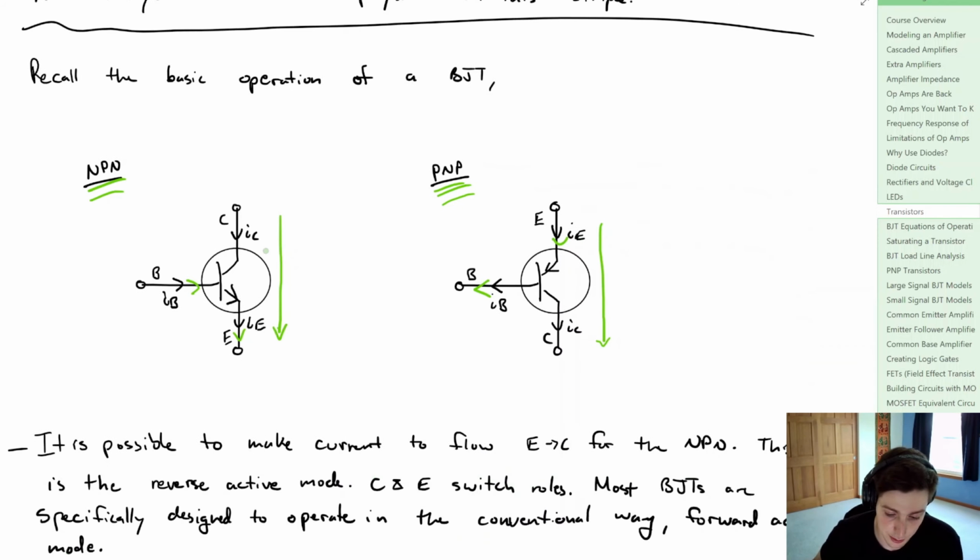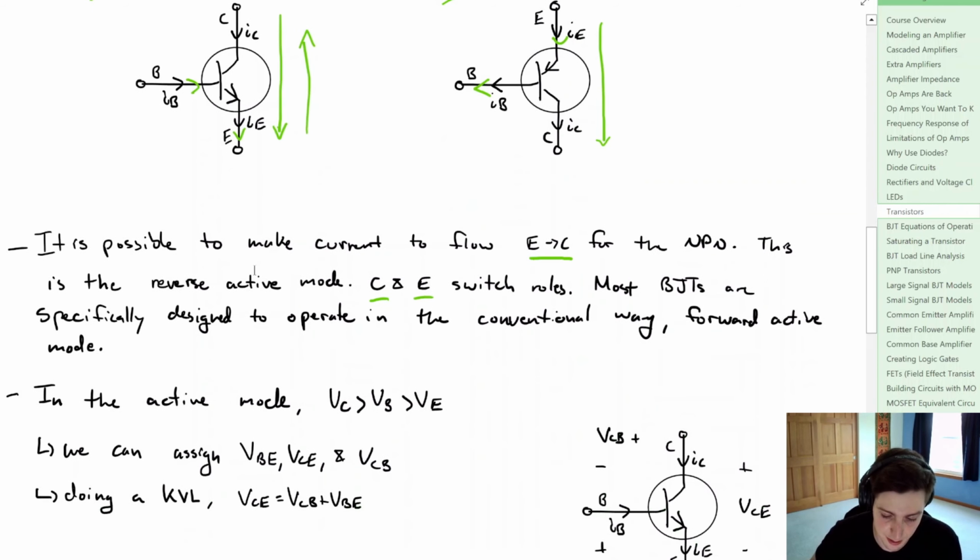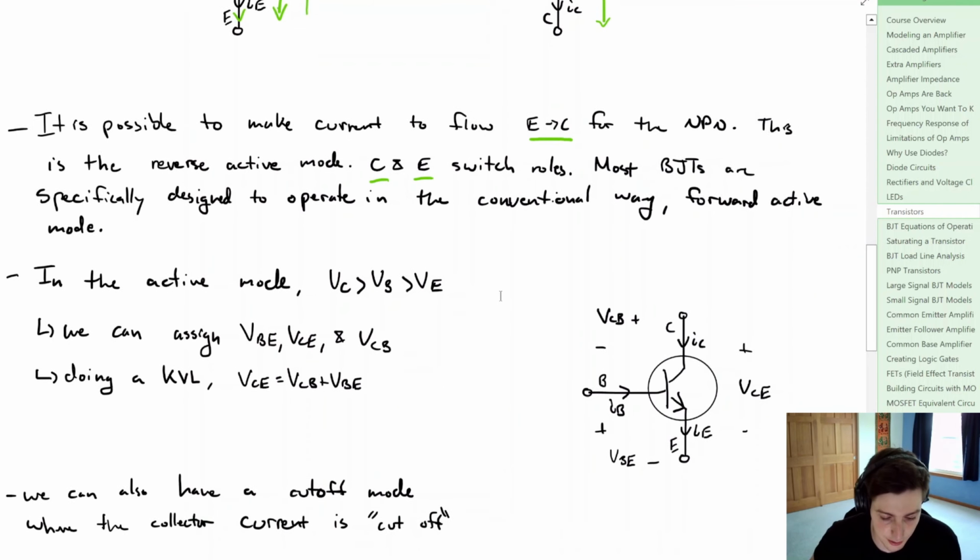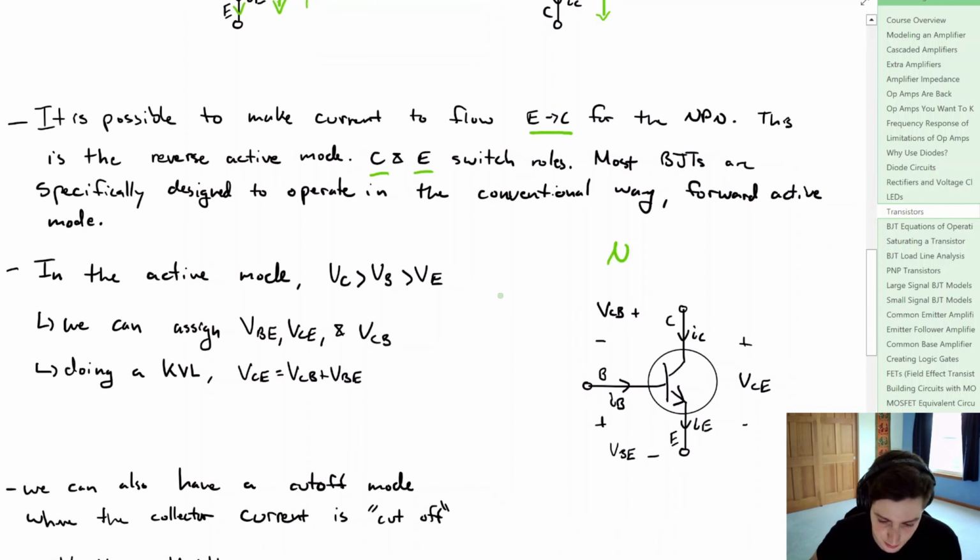Now, it is possible to make current flow from the emitter to the collector in the NPN, and this is actually called the reverse active mode, where the collector and the emitter switch roles. Now, most BJTs are specifically designed to operate in the conventional way, and they don't even consider this reverse active mode, but it can exist. Now, if we start to define these modes, we're just going to look at the NPN transistor right here, and we're going to define the active mode. Now, the active mode occurs when the collector voltage is greater than the base voltage, and it's greater than the emitter voltage. So from that, we can assign values VBE, VCE, and VCB.